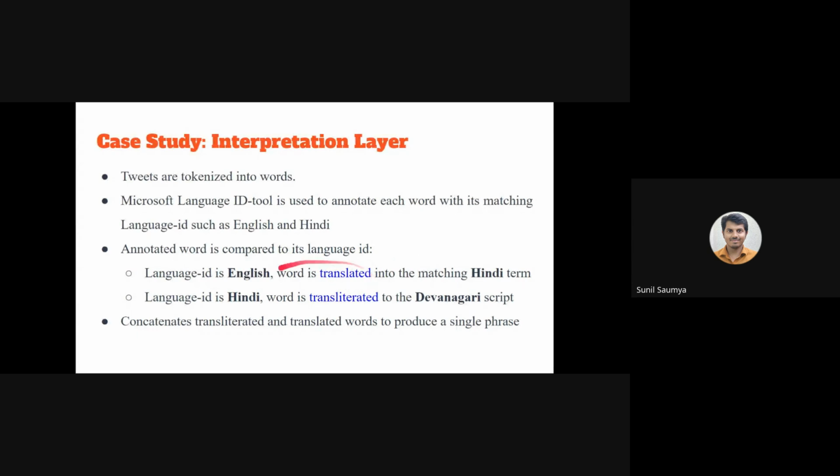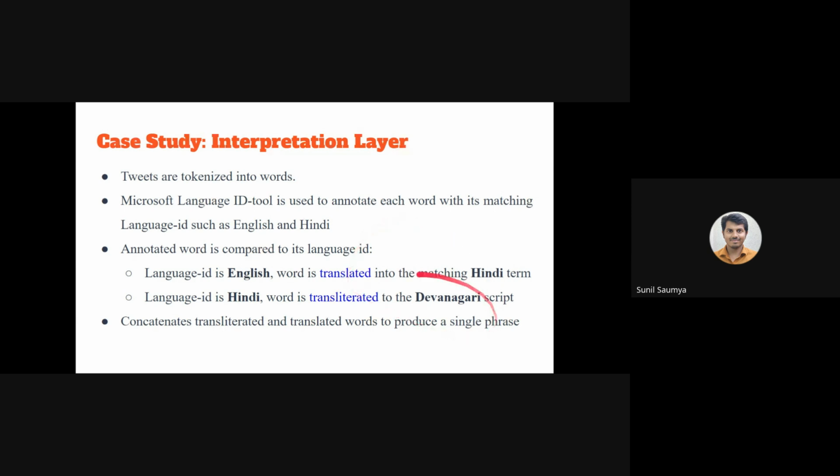So we did this translation for all those words which were identified as English. But there are some words which I had shown you that were identified as Hindi words, although written in the Romanized script. For those words, we didn't do the translation, we did the transliteration. We simply converted them into the Devanagari script. So we followed both approaches, translation and transliteration.